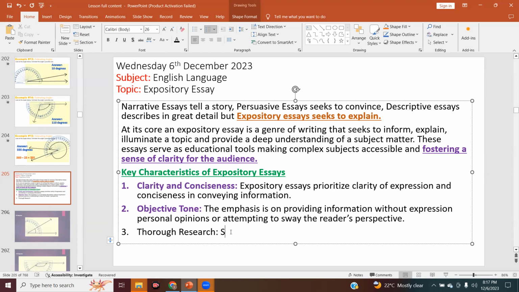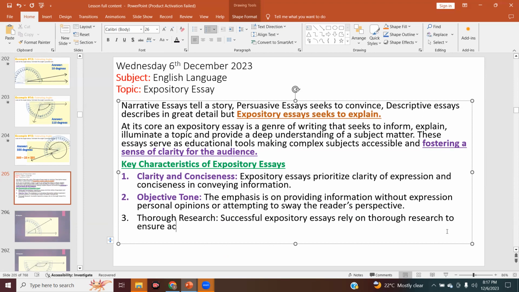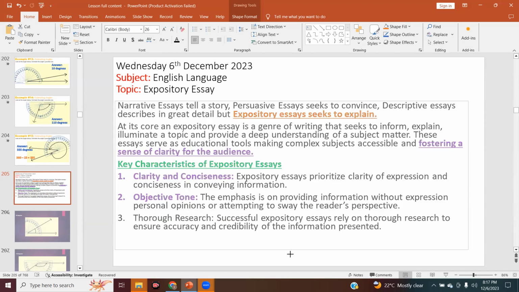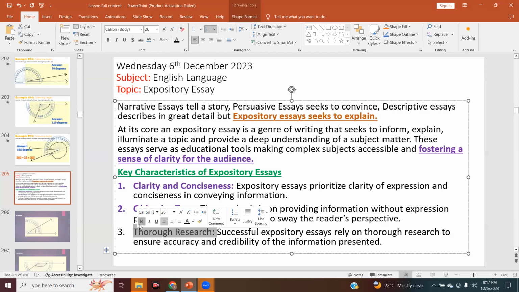So the reason why you use research is because you want people to believe you. So successful expository essays rely on thorough research to ensure accuracy and credibility of the information presented. So you do your research and you make sure that whatever you say is actually true and it makes sense. So thorough research is needed.